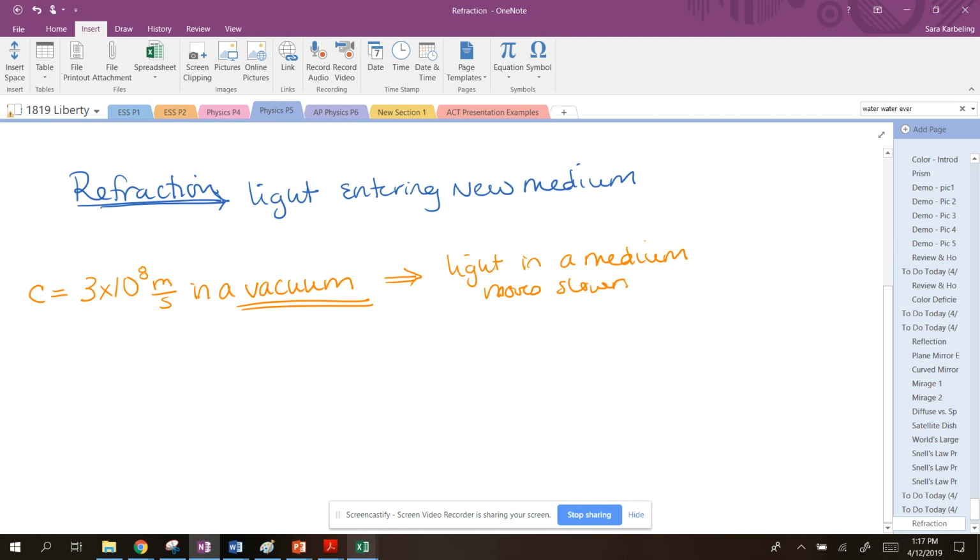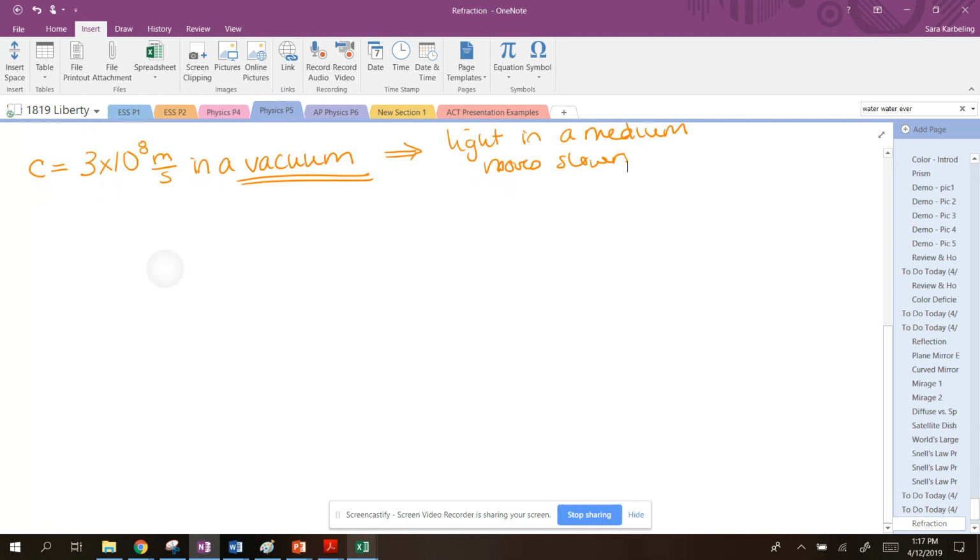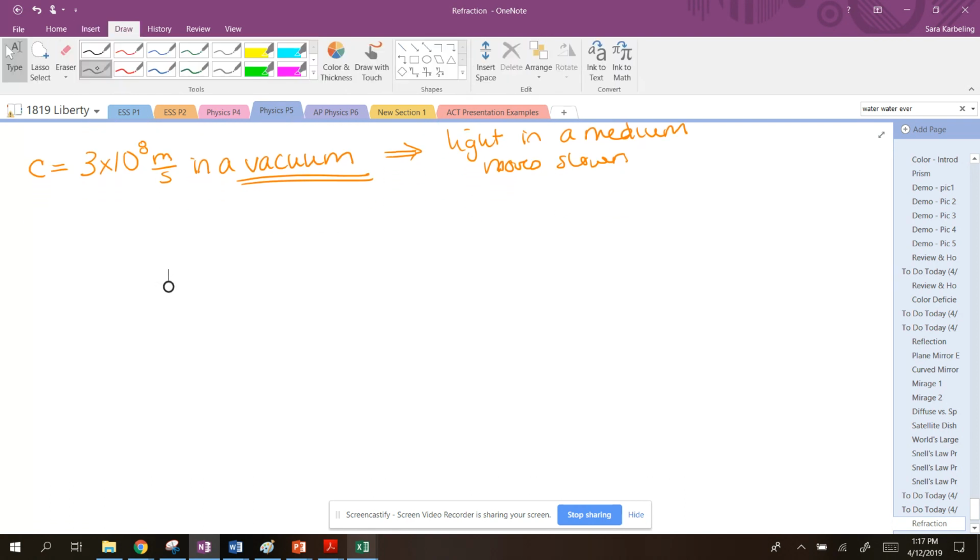We said that 3 times 10 to the 8th is the speed that it goes in a vacuum, and it's going to slow down when it goes other places. We haven't really drawn any pictures, though, yet, so I want to draw these pictures so that we know it moving forward here. So we're going to do this quickly, but I just want to make sure that we've got it all. We did a few different things yesterday. I'm going to draw 3 different examples here.